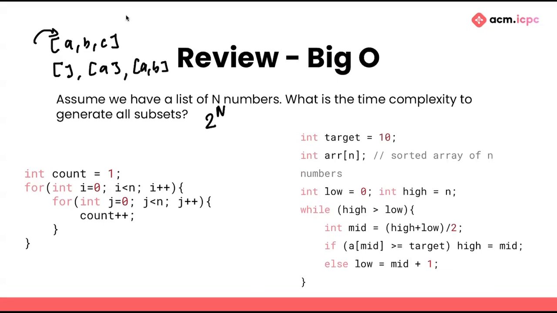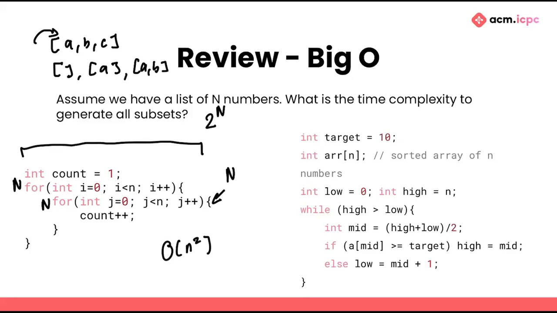Right, so now for this example over here, what would be the time complexity to run this code? N squared. And the reason for this is each of these loops happens n times. Since the inner loop also happens n times, we actually have to run this whole thing, so we run this count plus plus n squared times.